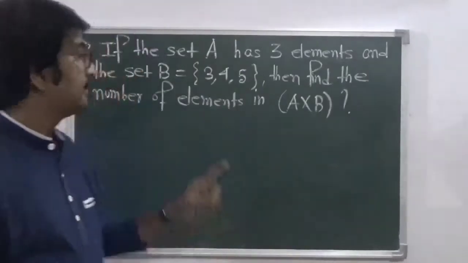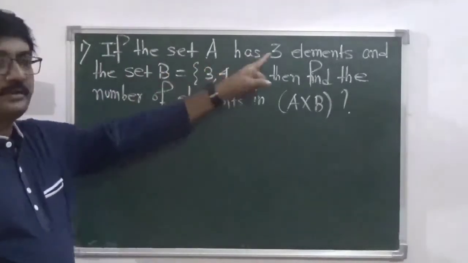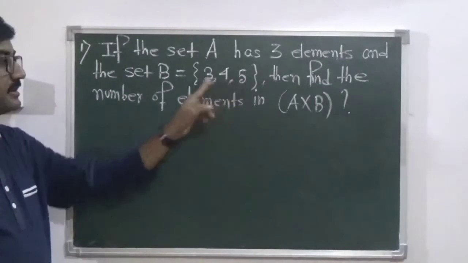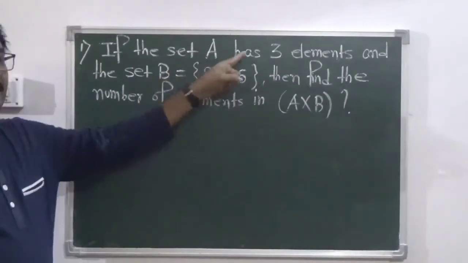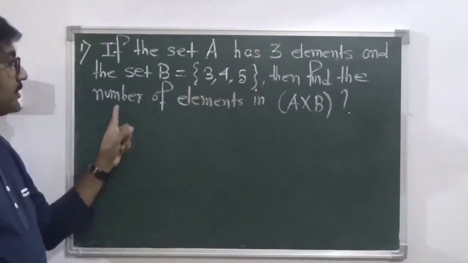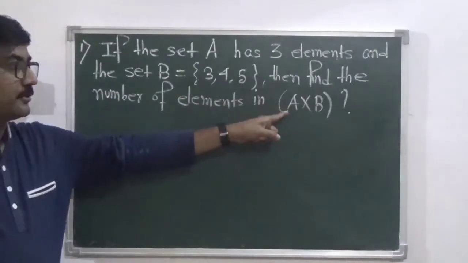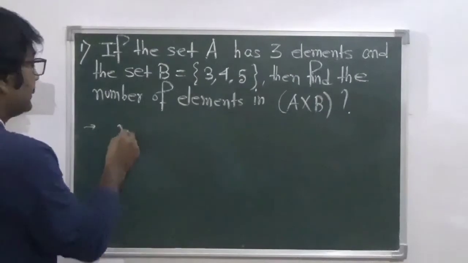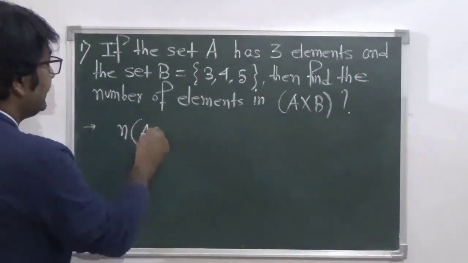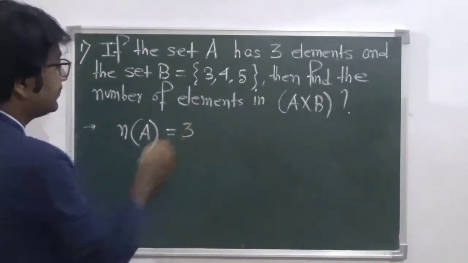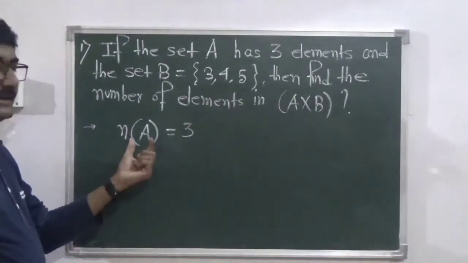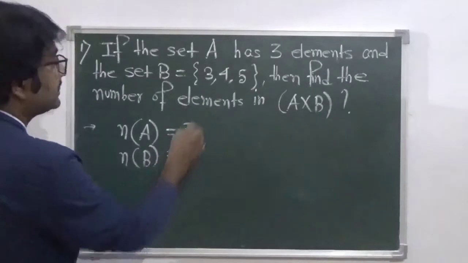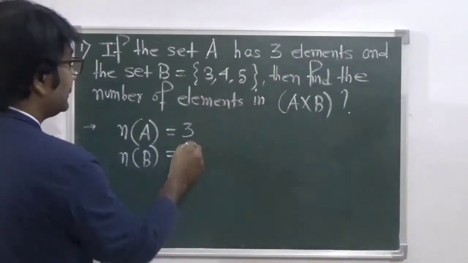Now see, if set A has 3 elements and set B = {3, 4, 5}, these being the elements of set B, then find the total number of elements in the Cartesian product A cross B. Just now we discussed that it is given that n(A) is 3, that is, the total number of elements in set A is 3. The total number of elements in set B, you can count 1, 2, 3, that is 3.